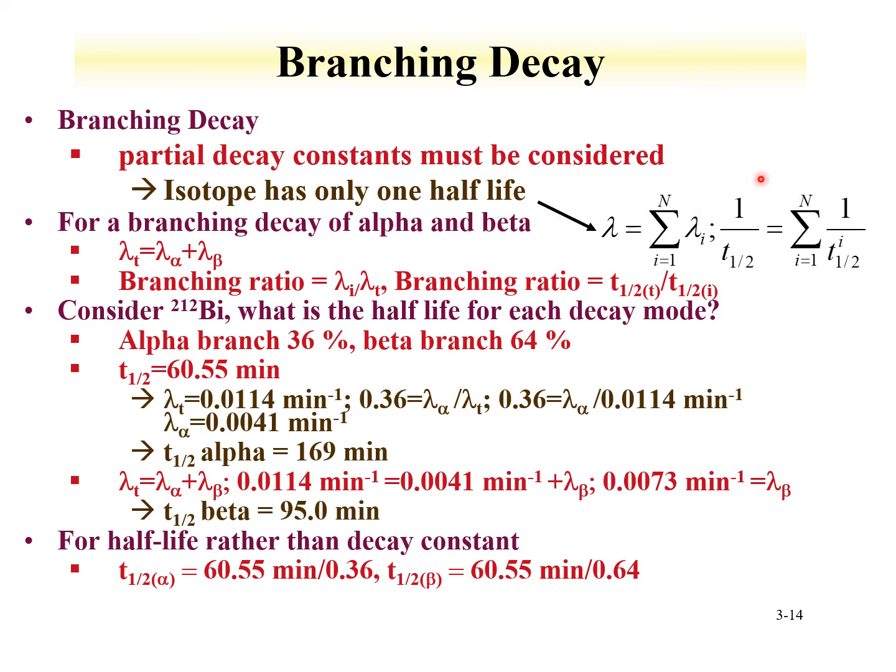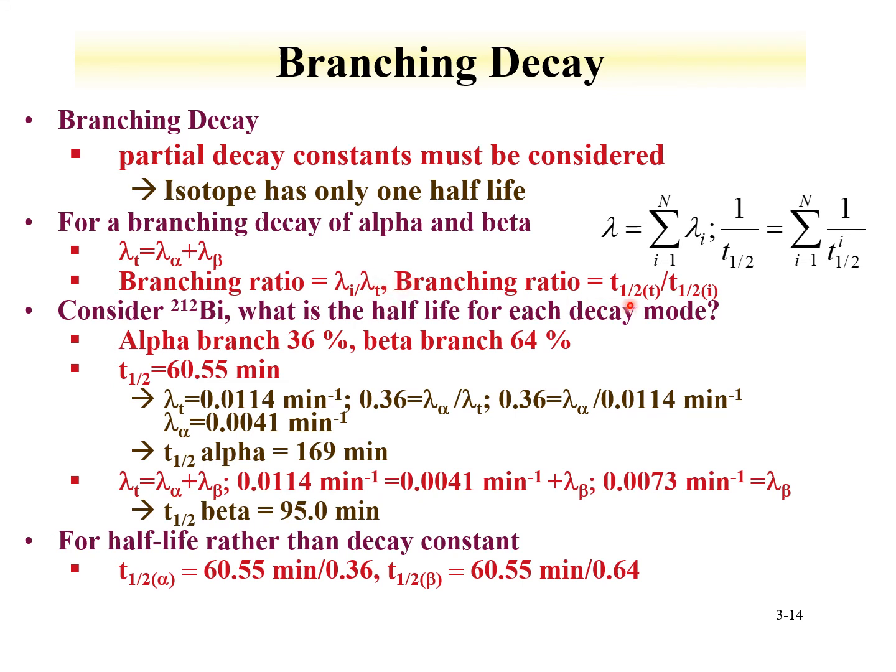From this equation here, any decay constant is just equal to the sum of its components. Let's take an example of an isotope that decays by alpha and beta. So the alpha decay constant plus the beta decay constant is equal to the total decay constant. The branching ratio is just the ratio of the decay constant of the alpha divided by the total decay constant.